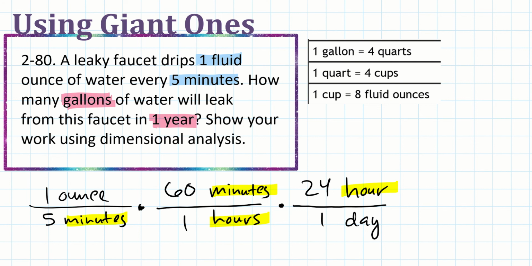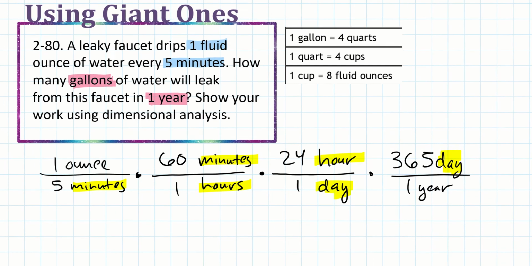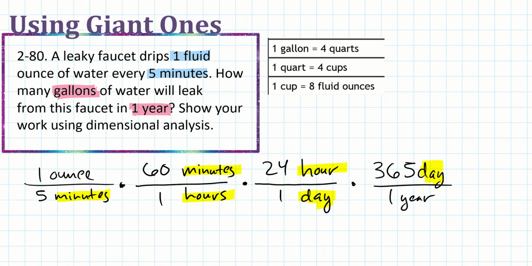And now I want to get to a year. I know that there's the leap year and there's a quarter day every year, but I'm just going to say that there are 365 days per 1 year. Again, same pattern I'm following here. I want these days to cancel with this. So I'm left with ounces per year. If I did the calculations right now, I know the number is going to be expressed in ounces per year.